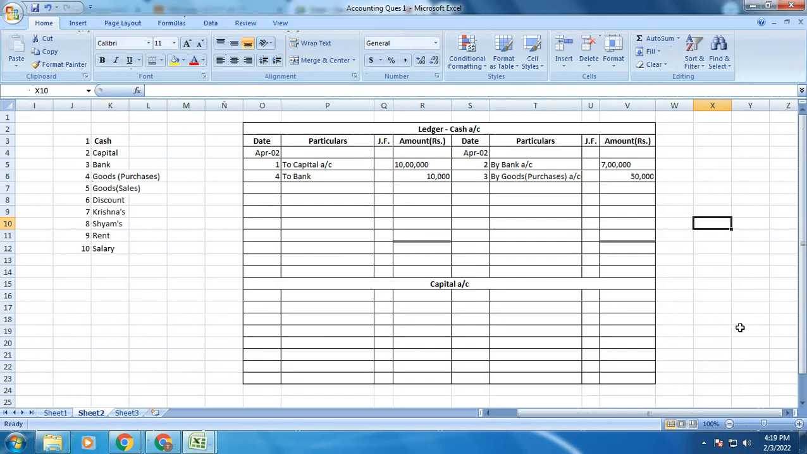After this, cash account debited to Krishna. What is the date? Ma'am, 13. Okay, and 15,000 rupees. On the 13th, cash account debited, so on the debit side to Krishna or Krishna's account, and the amount is 15,000.